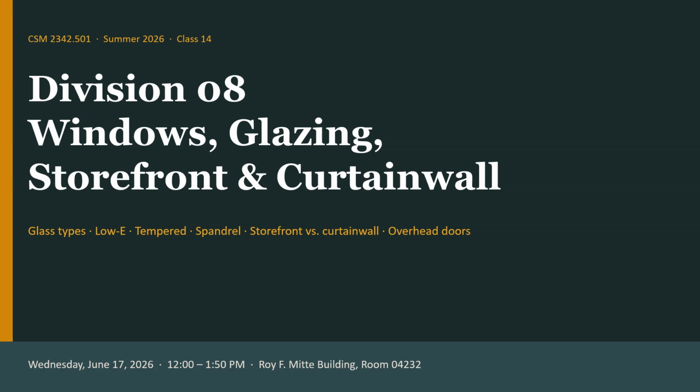Today we stay in Division 08 but shift from doors to the other big opening systems: windows, glazing, storefront, and curtain wall. By the end, you'll be able to read a glass spec, tell a storefront from a curtain wall, and pick the right glass for a given condition. Here's why this matters on a real project.